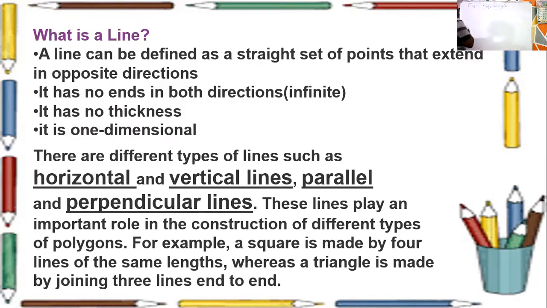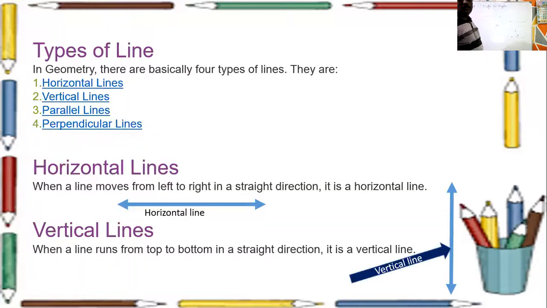See, this is called a horizontal line. This is called a vertical line. If two lines are like this, they are parallel. Parallel means they will never meet. If the angle between two lines is 90 degrees, they are called perpendicular lines. See, it is given: horizontal lines, vertical lines, parallel lines, perpendicular lines.